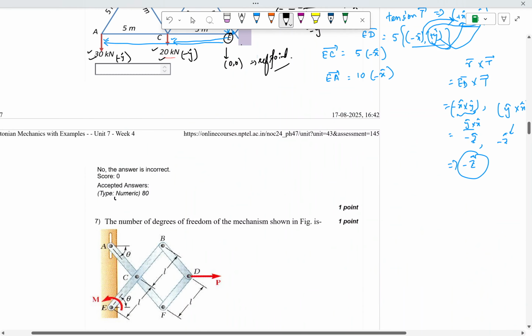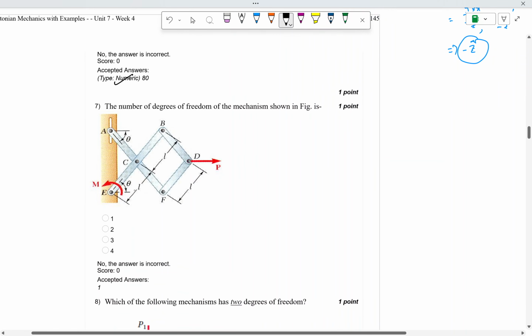This is your answer. So this answer is right, 80 kilonewton. Now all the mathematical problems are done. Questions number 7 and 8 are basically conceptual, which say: the number of degrees of freedom of the mechanism shown in this figure is. So degrees of freedom means how many independent directions there are for the system to move, basically.